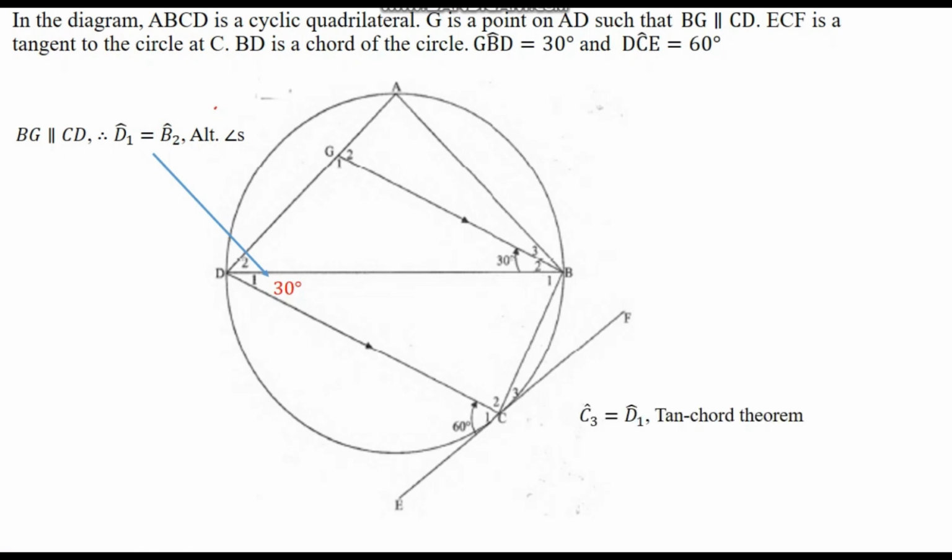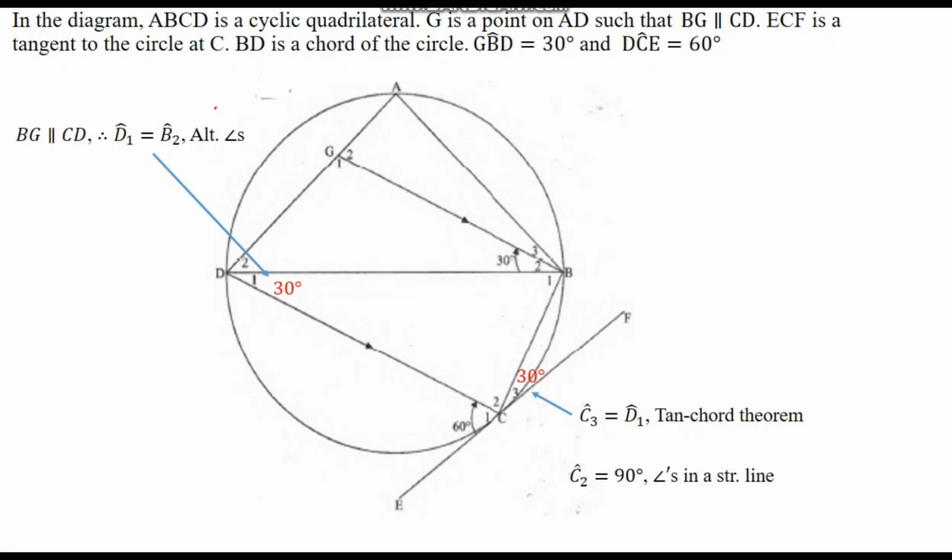Right. Moving forward now, looking at triangle BCD and the tangent ECF given, we can see that when the tangent intersects the circle at point C, there is an angle that is subtended between the tangent and a chord, and that angle is angle C3, which we can say is equal to angle D1. The reason is that we are applying the tan chord theorem. So angle C3 is equal to angle D1, which means that the magnitude of angle C3 is 30 degrees.